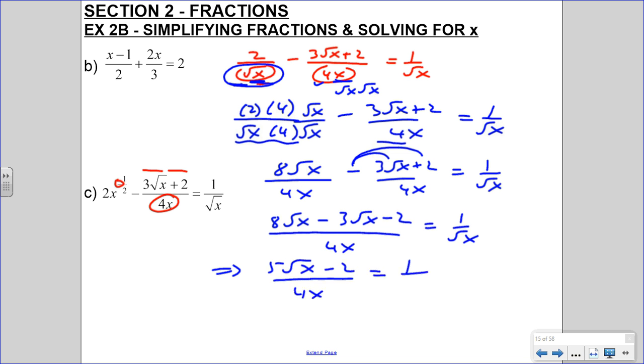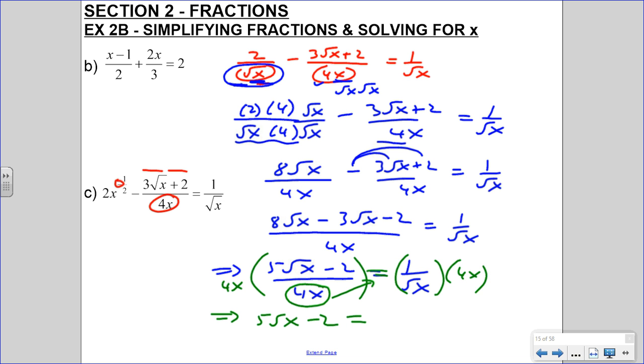Perfect. And now we have the same problem as last time. So we've got things either side of the equals. So the easiest way is to times up by the bottom here and see what happens. So we get 5 root x minus 2 equals, and remember we're not actually timesing up, what we're doing is we're timesing both sides by the denominator. Okay, and that cancels your 4x on the bottom.